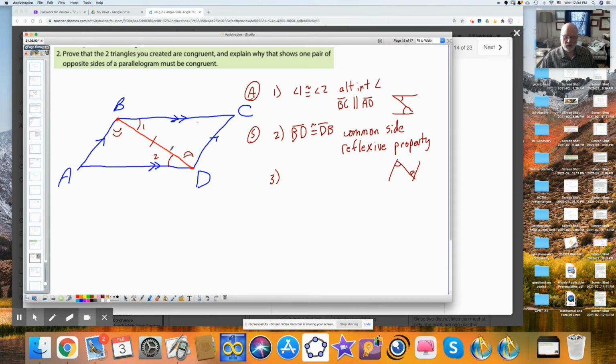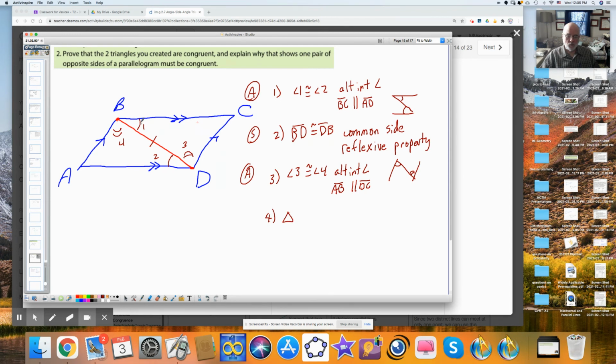So let's call this angle 3 and angle 4. Angle 3 is congruent to angle 4 because they're alternate interior angles formed by a transversal crossing which parallel lines? Parallel lines AB, which is parallel to DC. This is my angle side angle. So now I can say that the triangles are congruent.